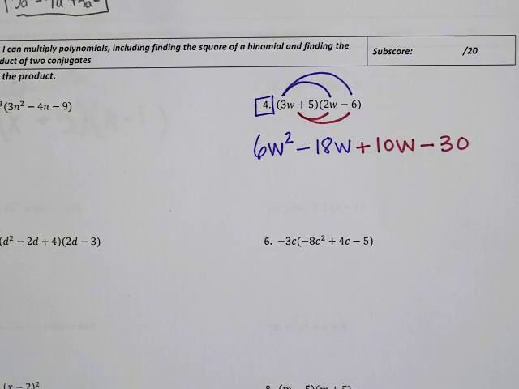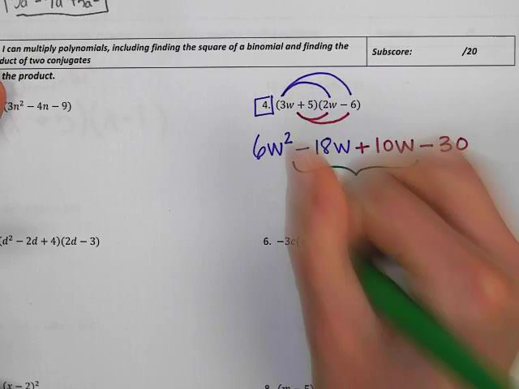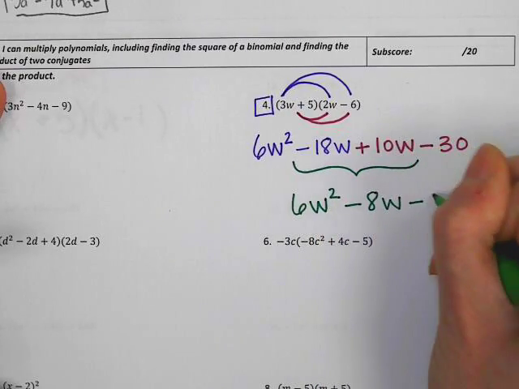And then don't forget to add like terms if there are any. And the ones in the middle are like terms, so we're going to add those. So final answer, 6w squared minus 8w minus 30.